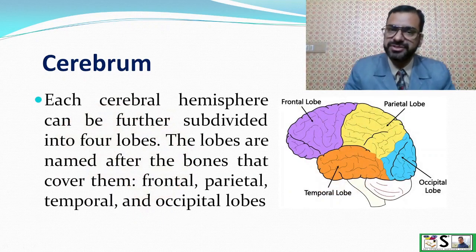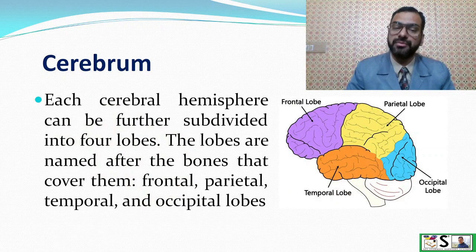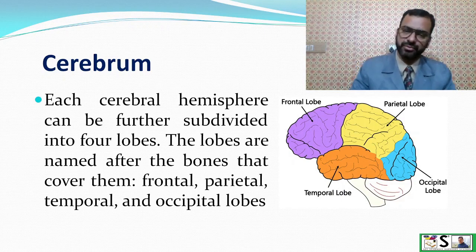Each cerebral hemisphere can be further subdivided into lobes. Okay, so right hemisphere also has four lobes and left hemisphere also has four lobes. The lobes are named after the bones that cover them. So what are those lobes? Frontal lobe, parietal lobe, occipital lobe and temporal lobe.